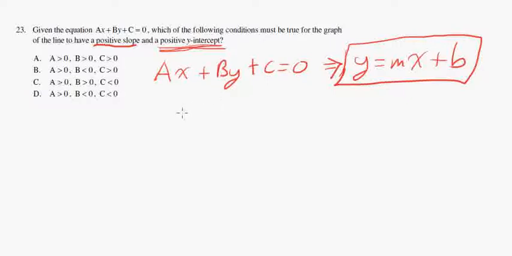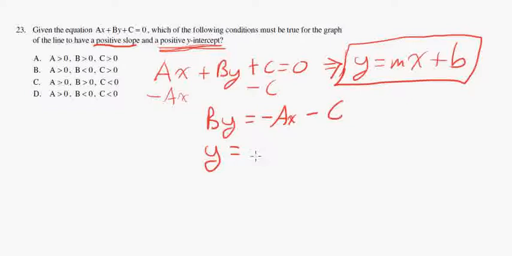So we want to get the y by itself. We can subtract ax and we can subtract c, so we get by equals negative ax minus c. We want to get y by itself, so y is going to be negative ax over b minus c over b. Okay. And which of these conditions will give me a positive slope and a positive y-intercept?